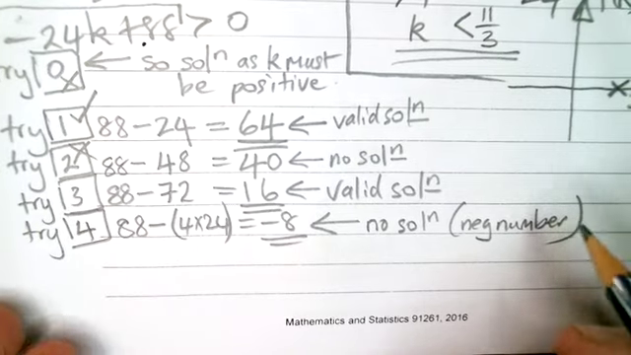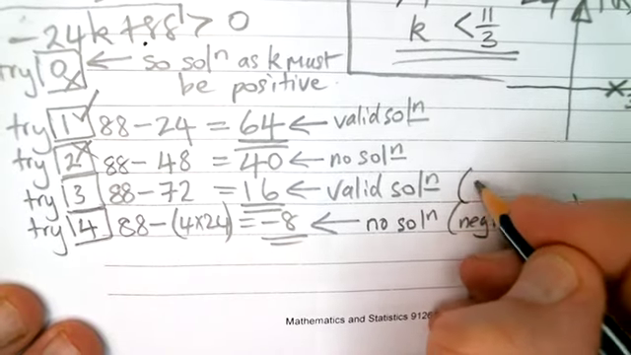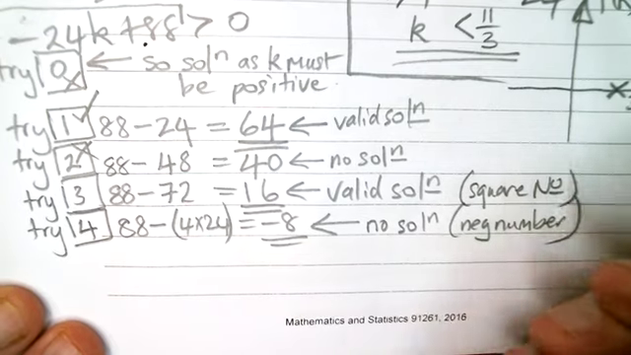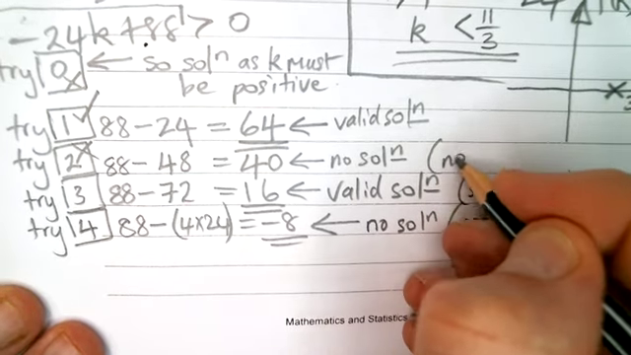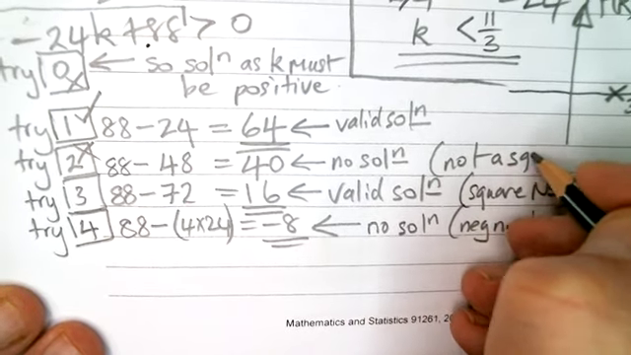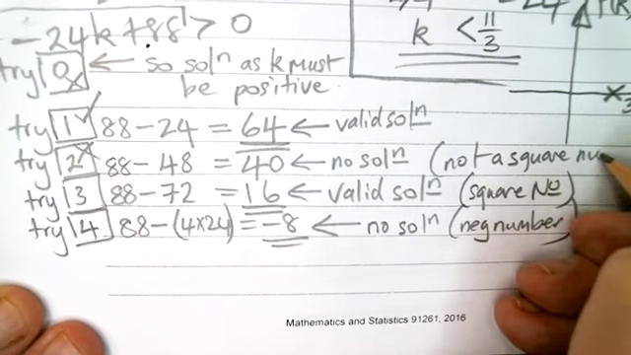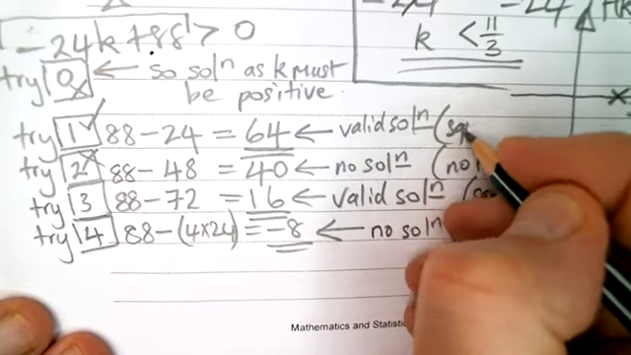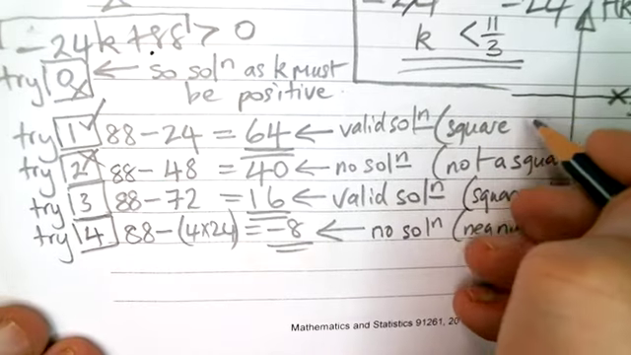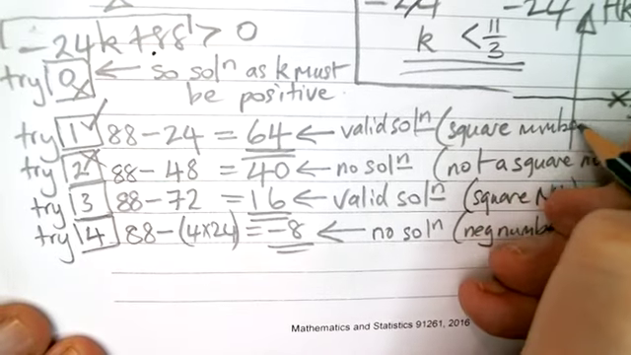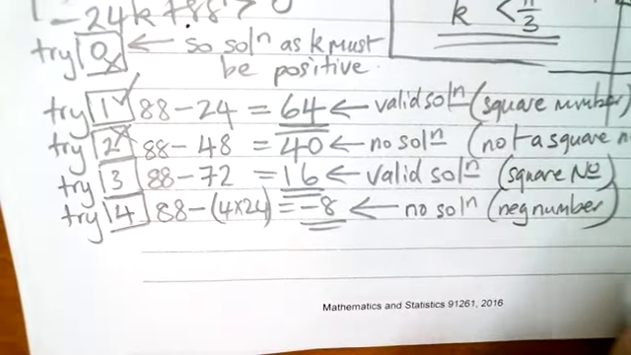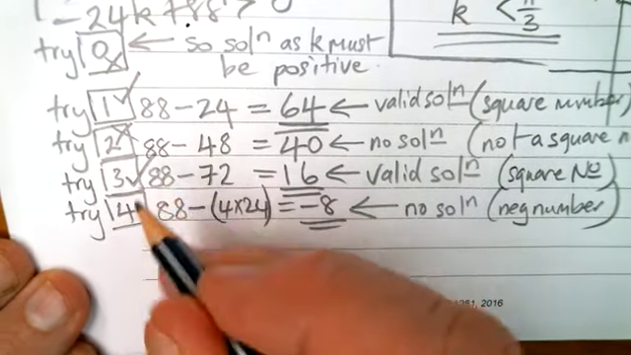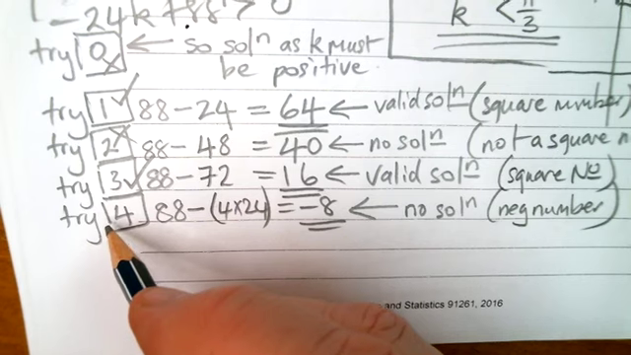So this is valid, a square number. This is not a square number. And this one is a square number, and of course, it's a positive integer. Okay, so let's see how that flies now. We've actually found a valid solution in 1 and in 3.